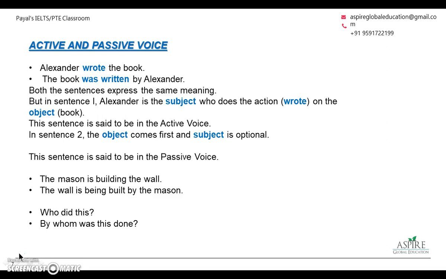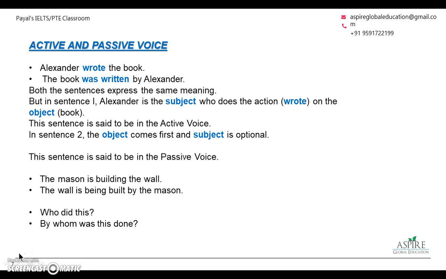For example, Alexander wrote the book. It is basically active voice. What is active voice? A sentence in which my subject comes first. My subject is the doer of the action. So Alexander is my subject, wrote is my action, and book is the object. Passive voice is a sentence where my object comes first and subject becomes optional. The book was written by Alexander. Or you can simply write the book was written, full stop. Subject is optional in passive voice.